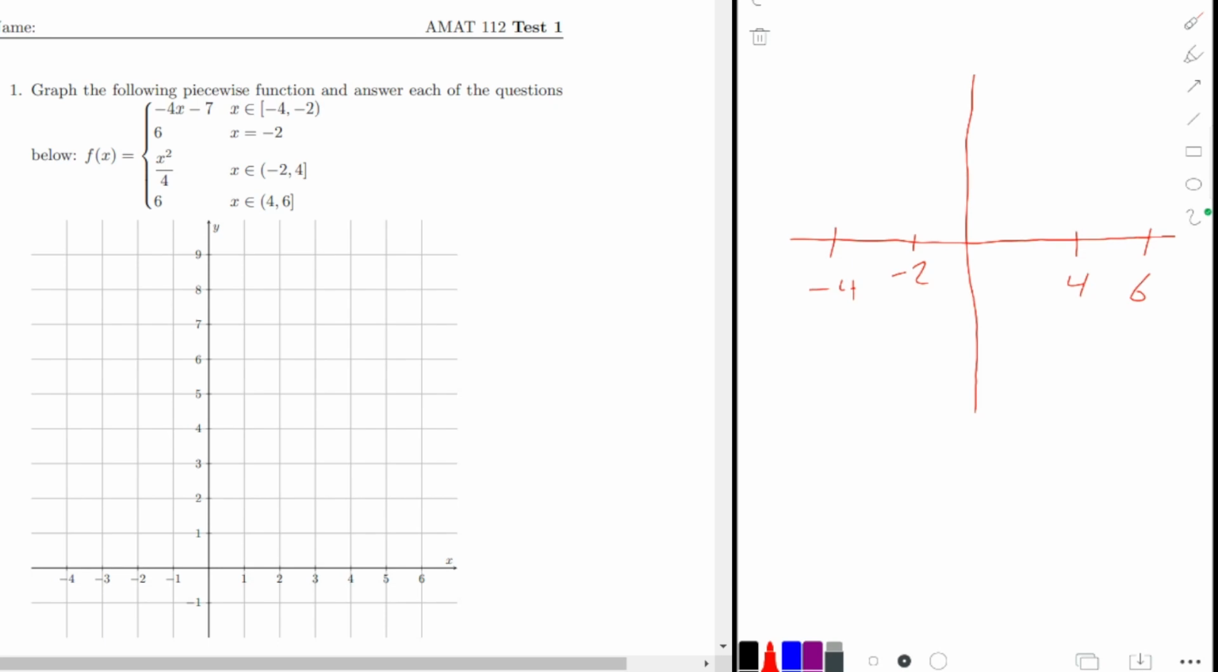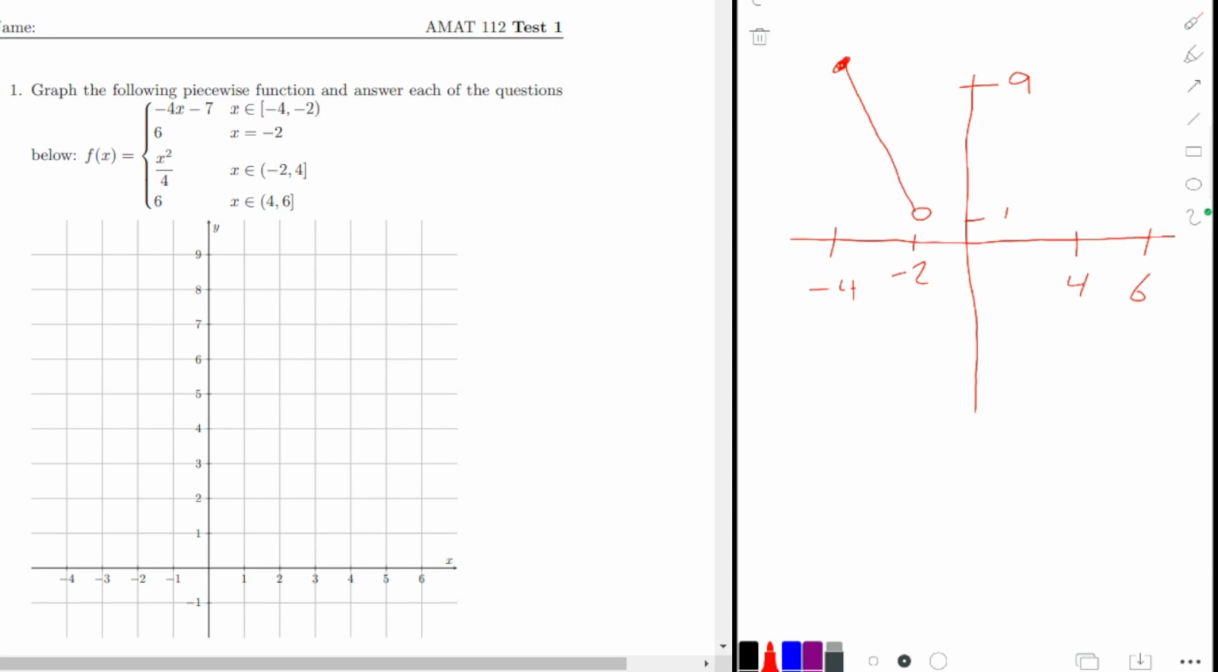Wait, hold on a second. Sorry, -4 times -4 is positive 16. My bad. So positive 16 minus 7 is 9. It's around here. Plugging in -2 times -4, that's positive 8 minus 7, which is 1. So we'll draw an open circle here and connect the dots with a line.